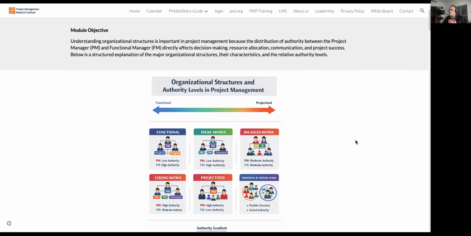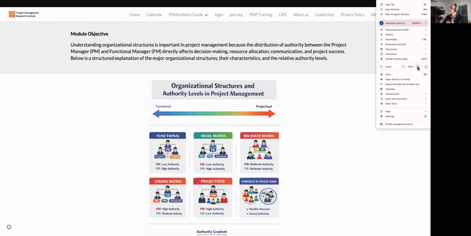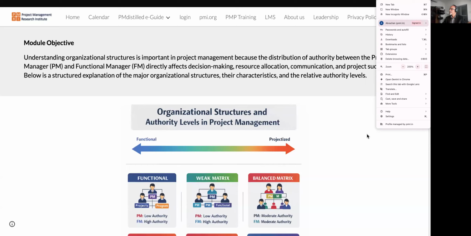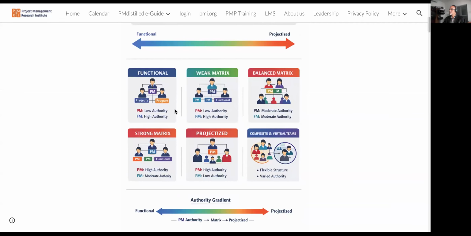A fair understanding of the organization structures will help us to understand the power equations within the organization. Okay, now here we have three types of organization structures. One is the functional organization, then we have the matrix organization, and we have the projectized organization. The three types of project management: functional, matrix, and projectized.